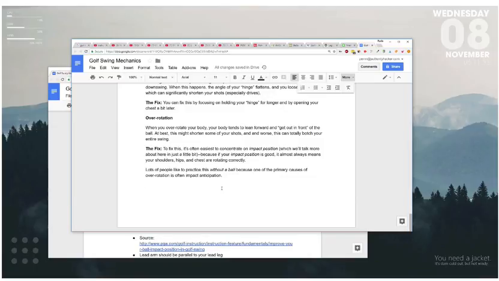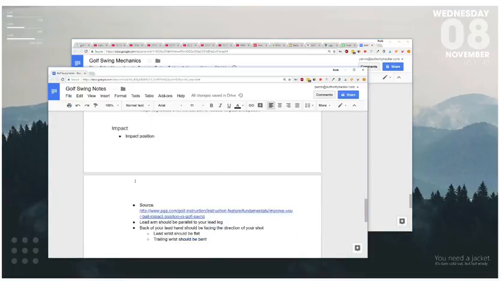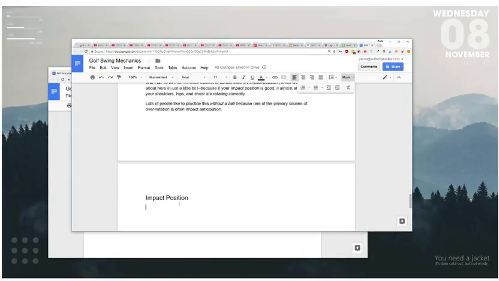And we are going to finish off the last section. Impact position. It's heading 2. Impact position.